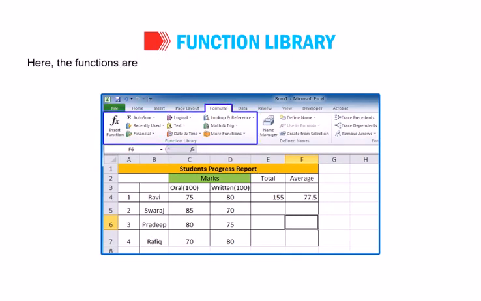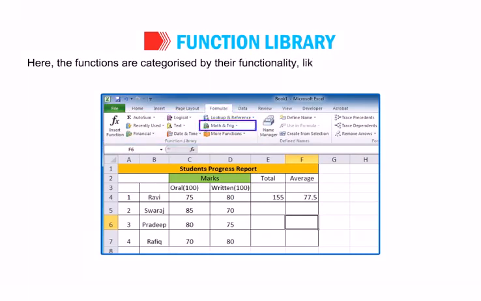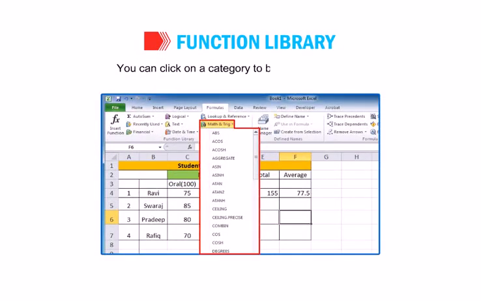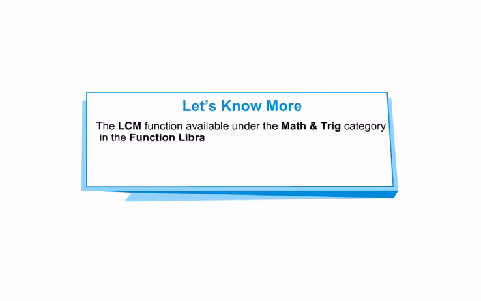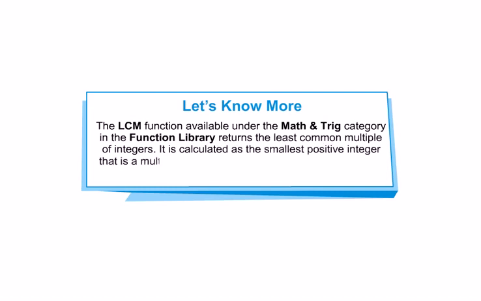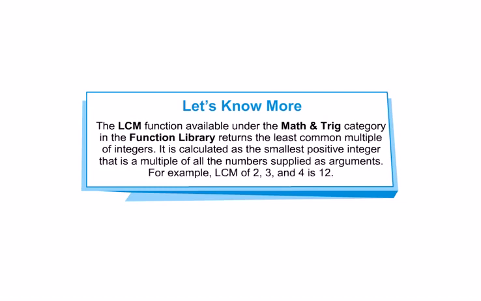Here, the functions are categorized by their functionality, like math and trig, text, date and time, etc. You can click on a category to browse its functions. Students, let's know more. The LCM function available under the Math and Trig category in the function library returns the least common multiple of integers. It is calculated as the smallest positive integer that is a multiple of all the numbers supplied as arguments. For example, LCM of 2, 3 and 4 is 12.